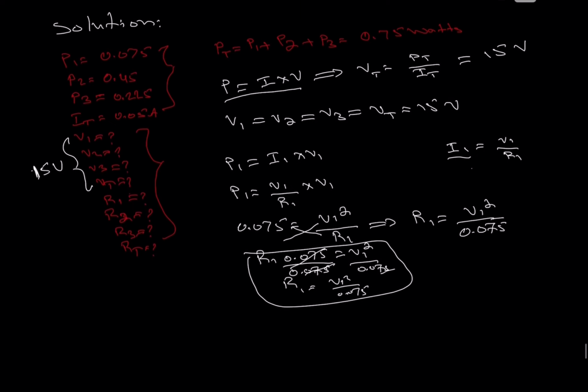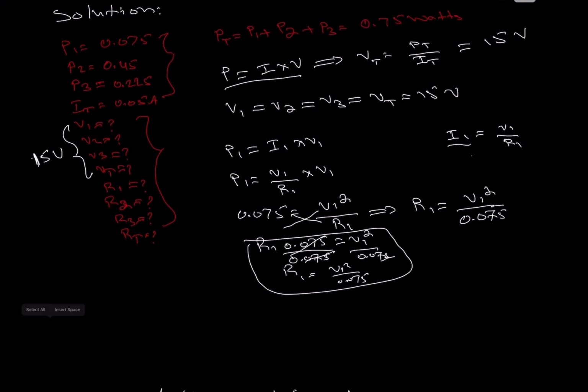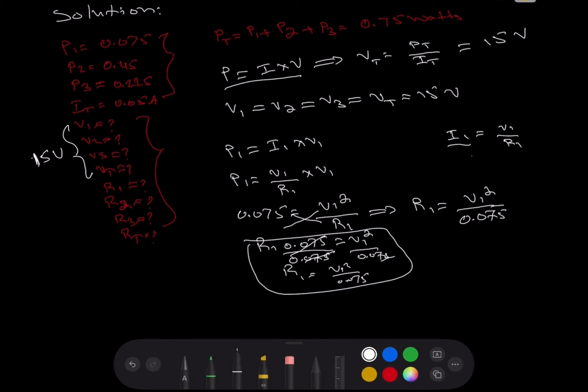Side note, V1 squared, what is V1? We found V1 is 15, squared will be 225. 225 divided by 0.075 will give me 3000 ohms.